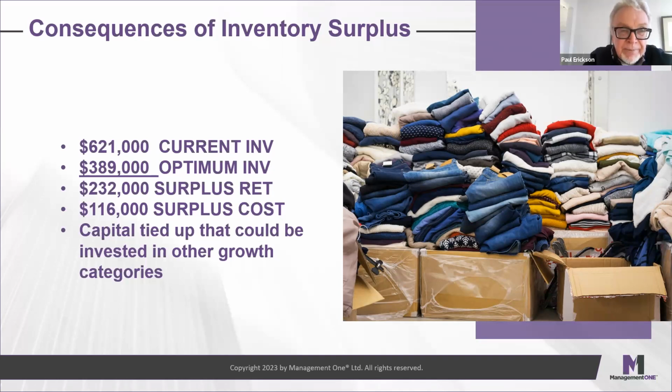Where should we be? 389,000. In this store, right now, we have a surplus of inventory at retail of 232,000. And if I just use a generic margin of 50%, that means that we have $116,000 of our capital tied up that could be invested in other places of the store. $116,000 of surplus cost inventory that could be used to spend on other things in the business. That is being wasted right now, with inventory for the most part sitting and not selling.